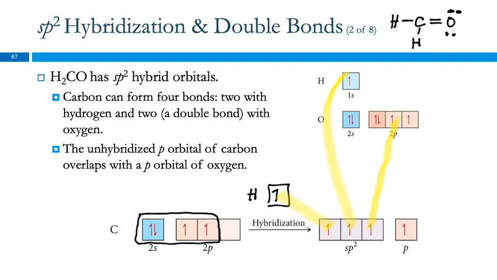And then what we have left is this half-filled p orbital and a half-filled p orbital on the oxygen. And those can also overlap. Here we have 2 overlaps between the same 2 atoms, the oxygen and the carbon, and that's what gives us the double bond.